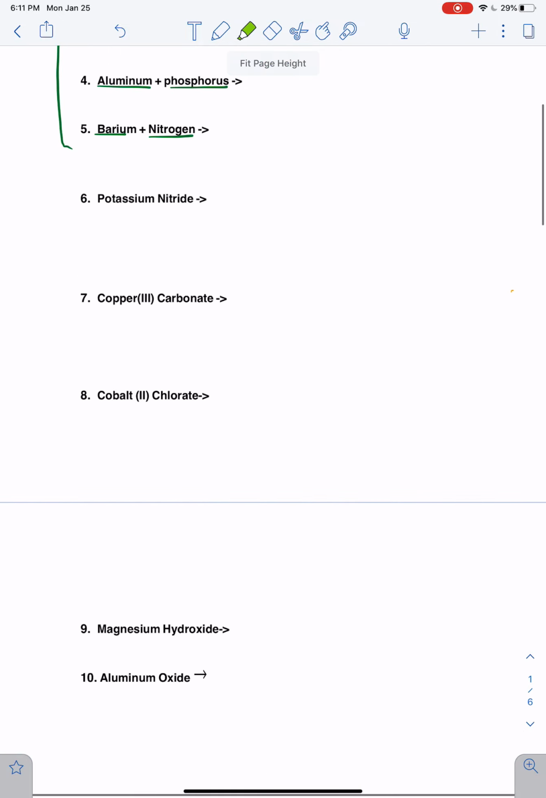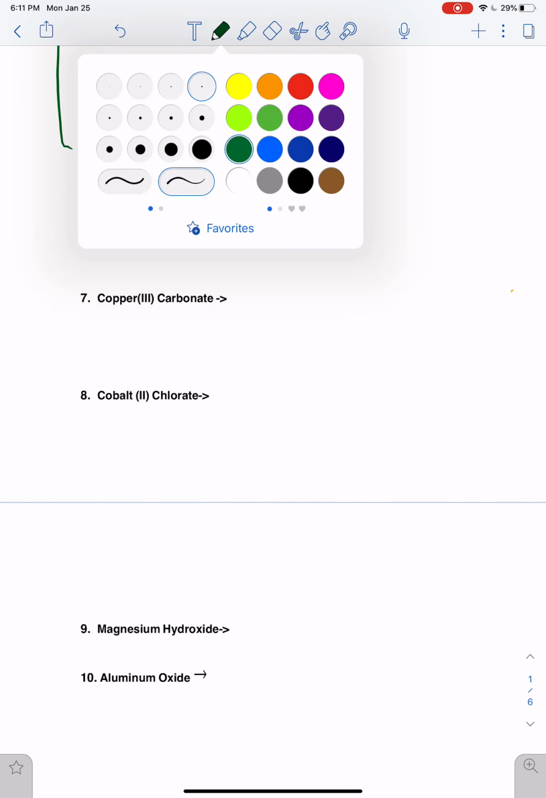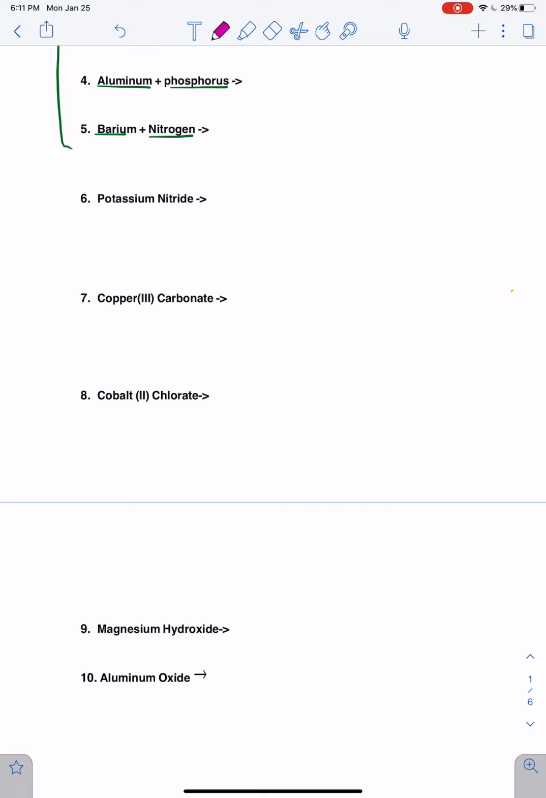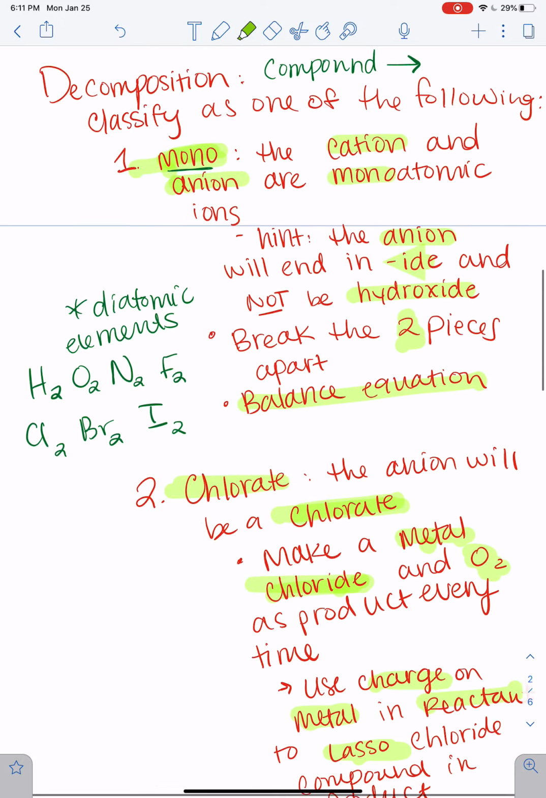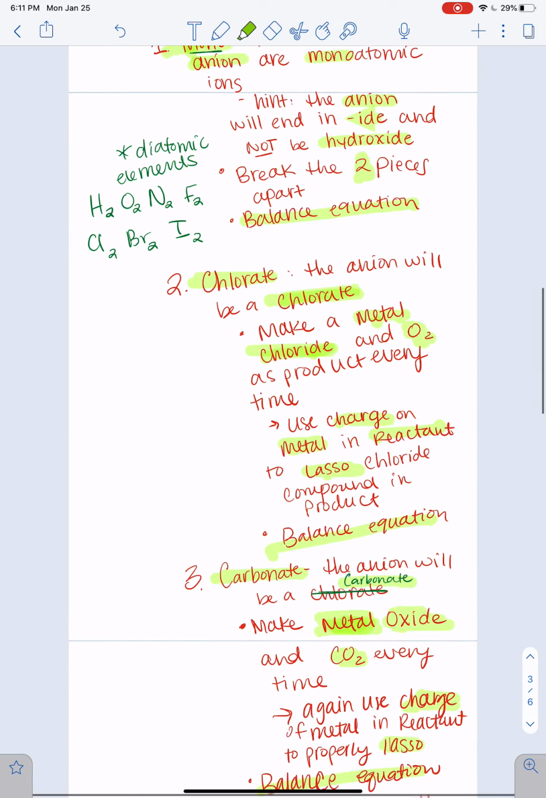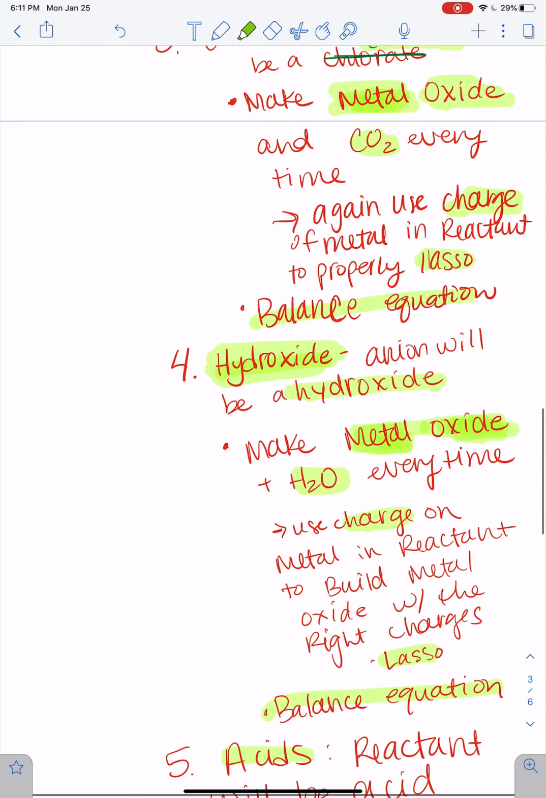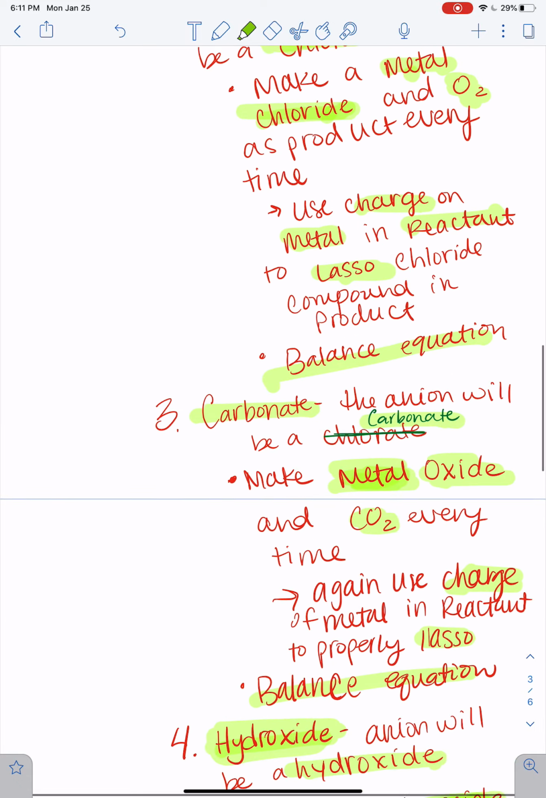So our first one is potassium nitride. I noticed that this is a compound because there is not a plus sign right there. So that means that we have compound arrow, which means we're dealing with a decomposition reaction. So for decomposition reactions, we have to look at our anion and determine, is this mono, is it a chlorate, is it a carbonate, is it hydroxide, or is it an acid?